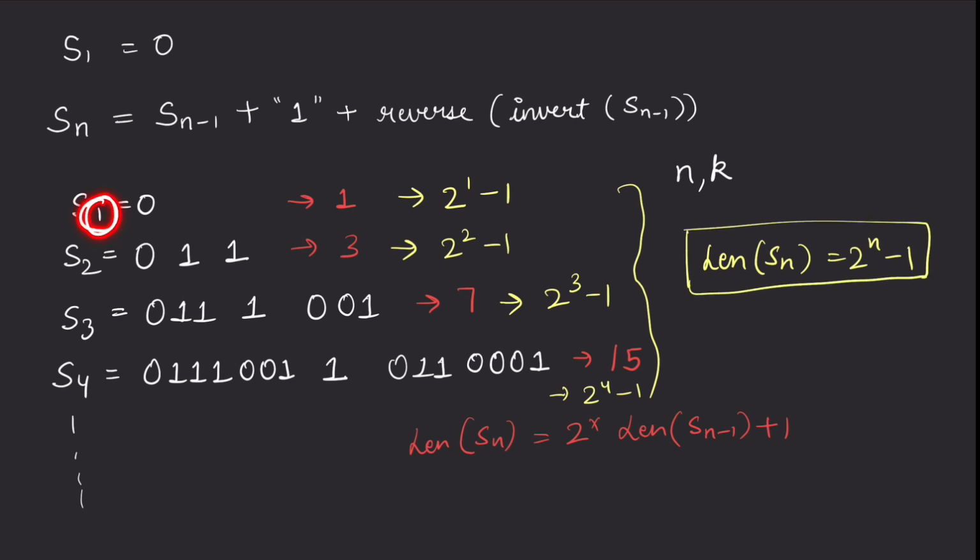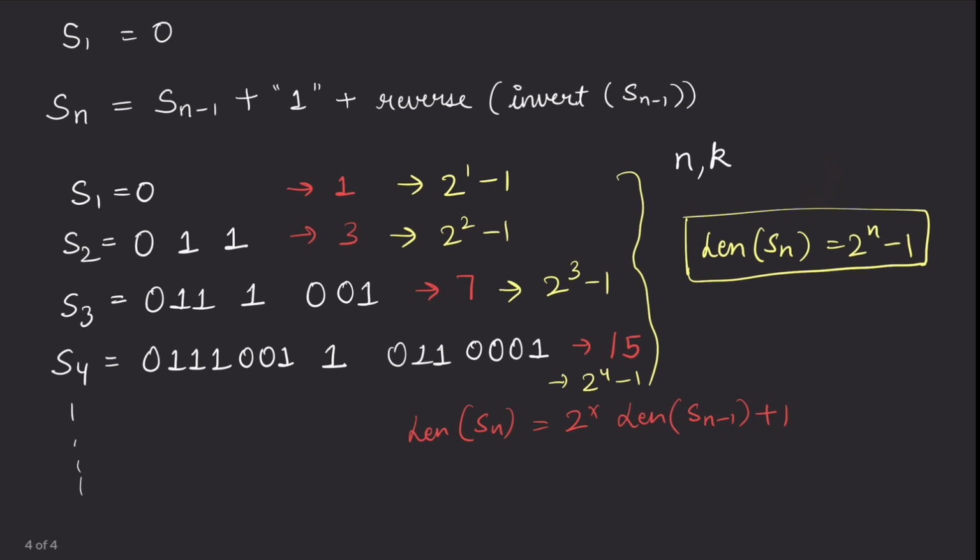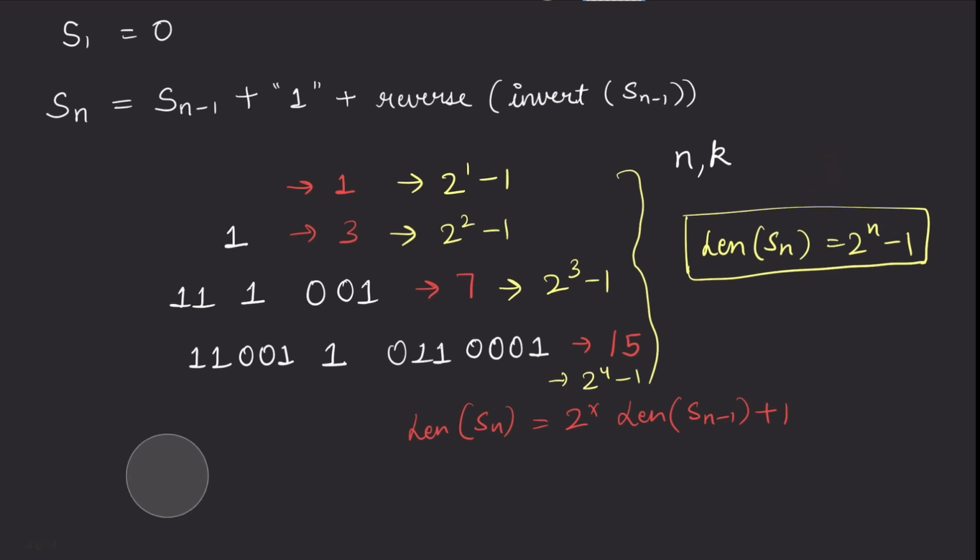Because when you had 1 here, its length was 2 to the power 1 minus 1. When you had 2 here, your length was 2 to the power 2 minus 1. So the length of any nth binary string will be equal to 2 to the power n minus 1. We will take this point forward and try to solve the question. So now let's remove all this.